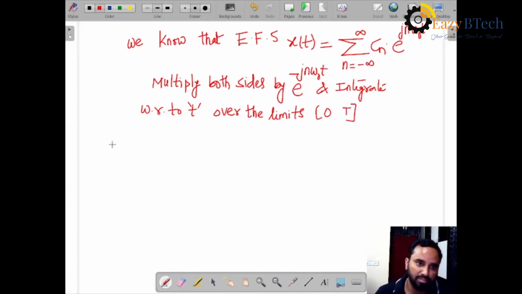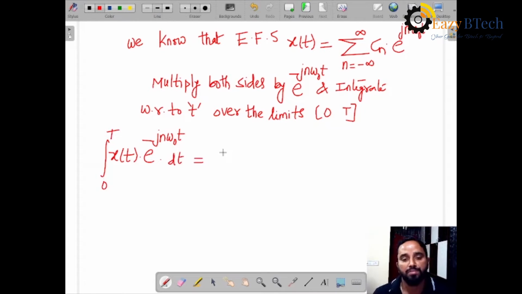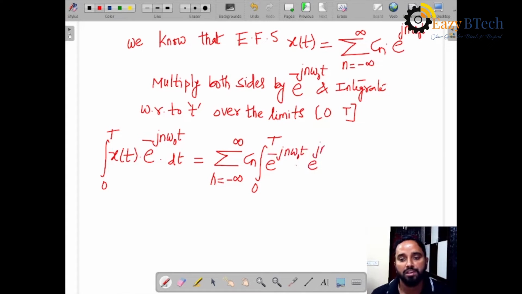So let's do this now. So x of t is multiplied by e to the power minus jn omega naught t and it is integrated over limits 0 to T with respect to t, equal to the same thing on the right side. So summation, as usual, minus infinite to plus infinite Cn, also as usual, and integral 0 to T e to the power minus jn omega naught t into e to the power plus jn omega naught t dt.